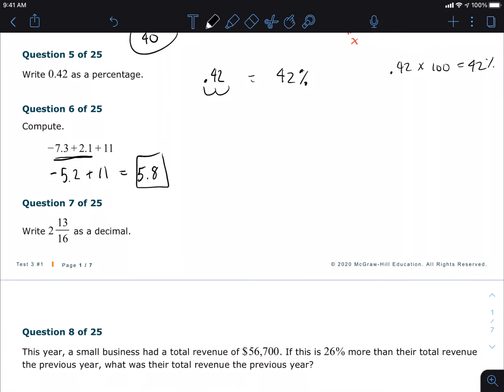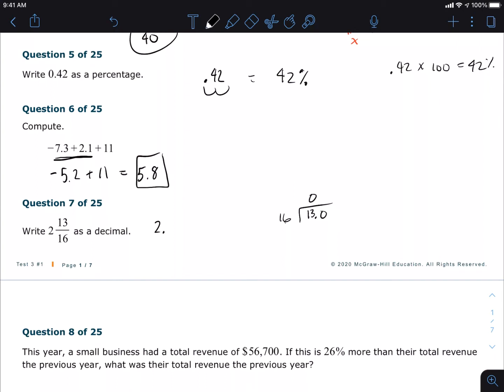Okay. For number 7, it wants us to write this mixed number into a decimal. And so before I turn it into a decimal, I'm going to make it, I guess I don't have to. I know that the decimal is going to be 2 point, and then the decimal piece is going to be the 13 divided by 16, right? So I'm going to go 13 divided by 16, put the decimal with the 0. I know it's going to be 0 there.